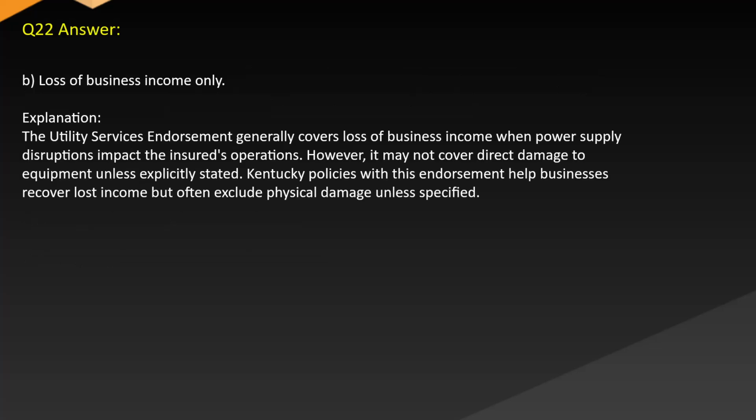Answer B. Loss of business income only. Explanation. The utility services endorsement generally covers loss of business income when power supply disruptions impact the insured's operations. However, it may not cover direct damage to equipment unless explicitly stated. Kentucky policies with this endorsement help businesses recover lost income but often exclude physical damage unless specified.